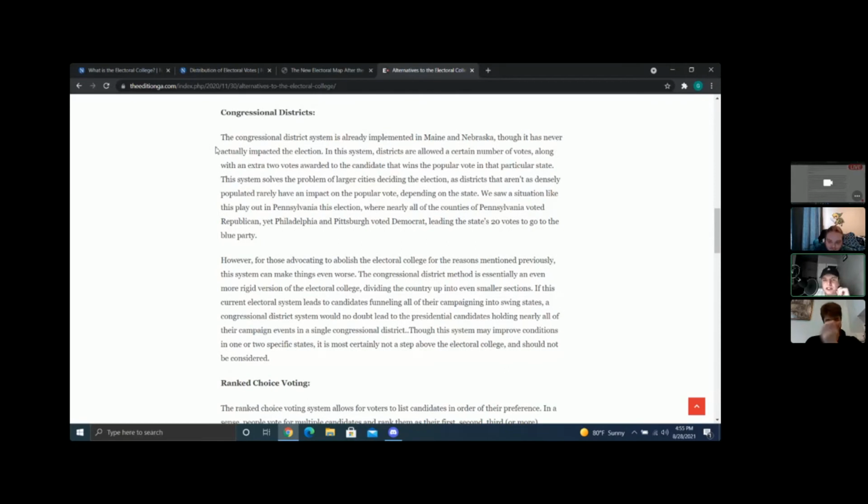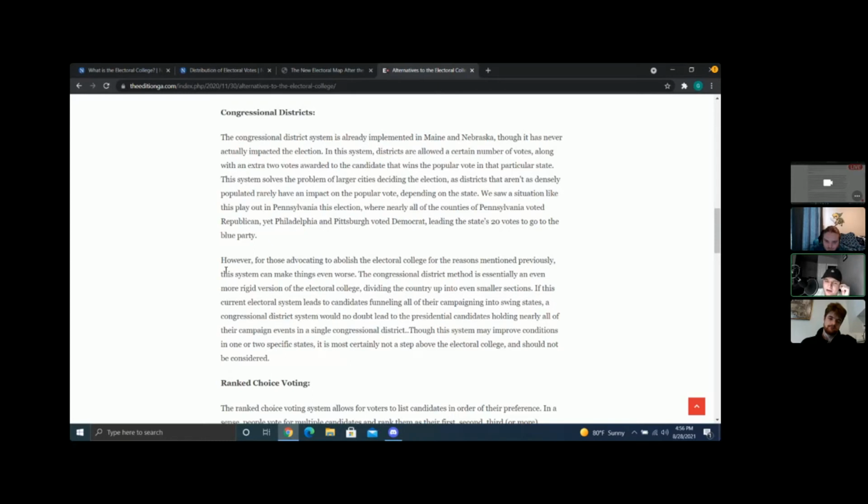So the congressional district system is already implemented in Maine and Nebraska, though it has never actually impacted the election. In this system, districts are allowed a certain number of votes, along with an extra 2 votes awarded to the candidate that wins the popular vote in that particular state. This system solves the problem of larger cities deciding the election, as districts that aren't as densely populated rarely have an impact on the popular vote, depending on the state. We saw a situation like this play out in Pennsylvania this election, where nearly all of the counties of Pennsylvania voted Republican, yet Philadelphia and Pittsburgh voted Democrat, leading the state's 20 votes to go to the Blue Party.